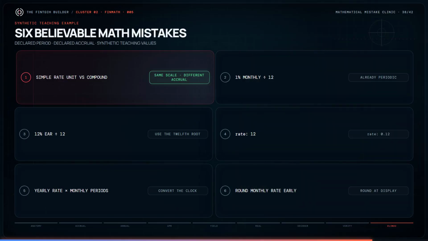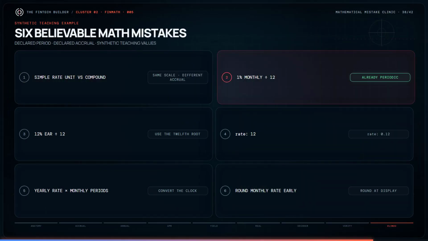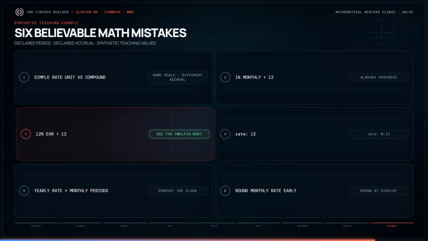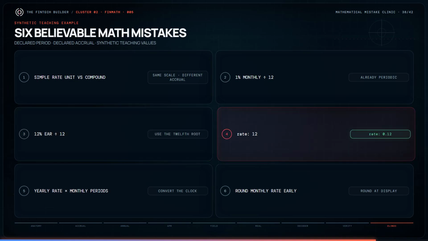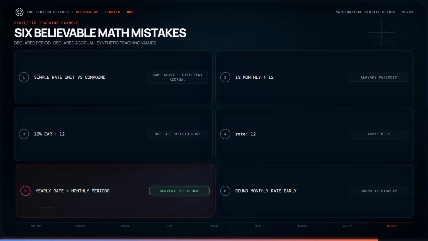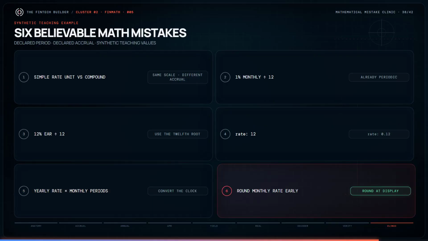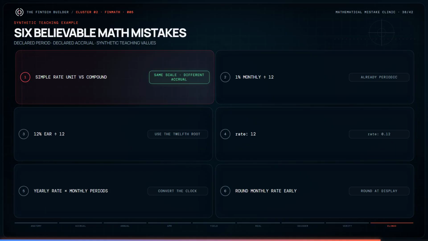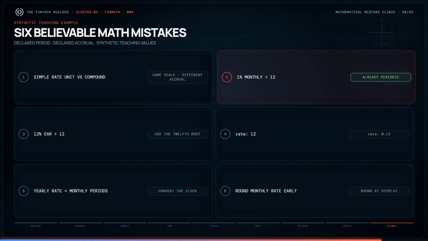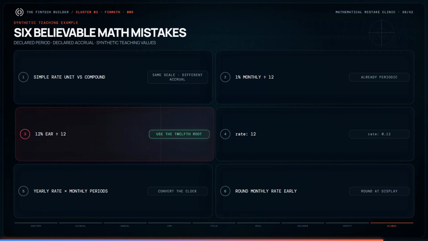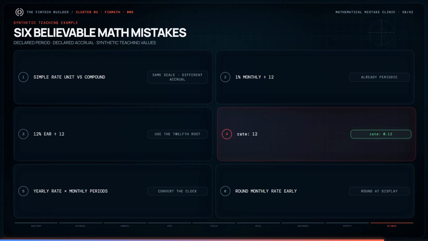Mistake 1, treating simple and compound as different rate units. They are accrual methods. Mistake 2, dividing a rate by 12 even though it is already a monthly rate. Mistake 3, dividing an effective annual rate by 12. Use the matching root instead. Mistake 4, entering 12 in code when the calculation expects 0.12. Mistake 5, comparing a yearly rate with monthly periods without conversion. Mistake 6, rounding the monthly rate before 12-period compounding.